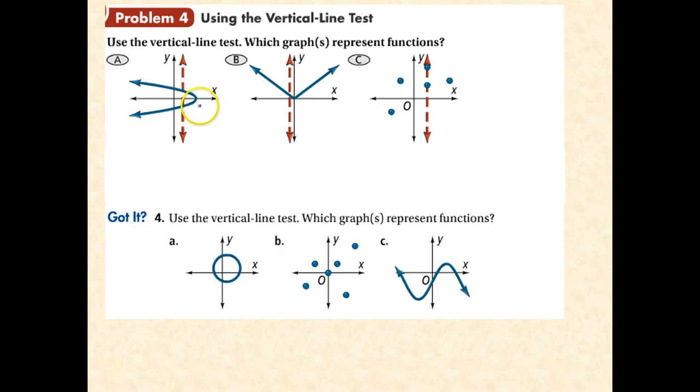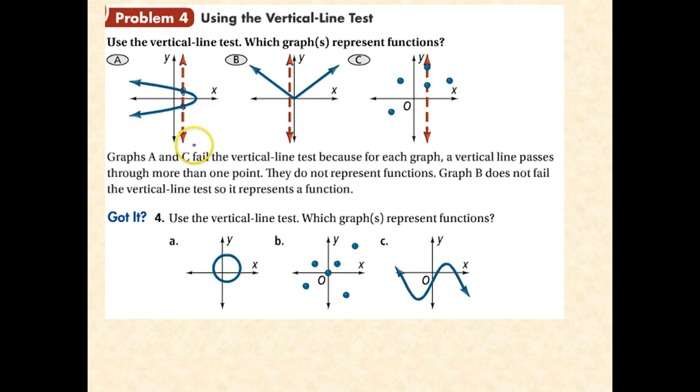Alright, so let's take a look at these. A, is this a function? No, because this vertical line is touching the graph in 2 places. Is this one a function? Yes, anywhere you draw a vertical line, that vertical line is only touching the graph in one spot. And then on C, you've got 2 points right here with the same x value. So there's one input giving you 2 different outputs. Not cool. So A is not a function, C is not a function, B is a function.